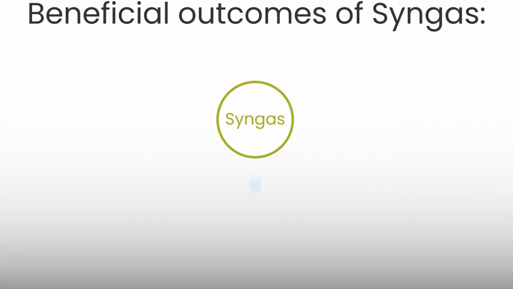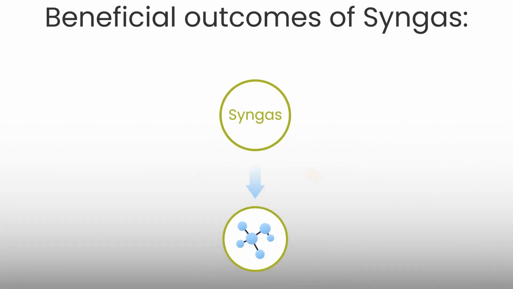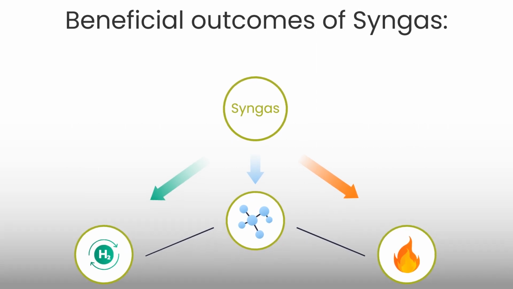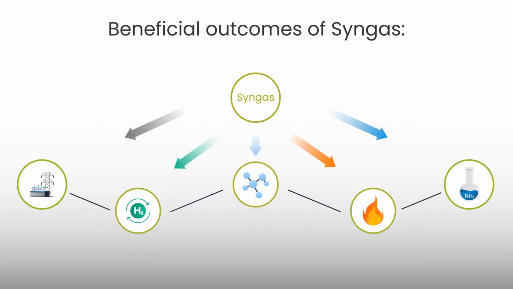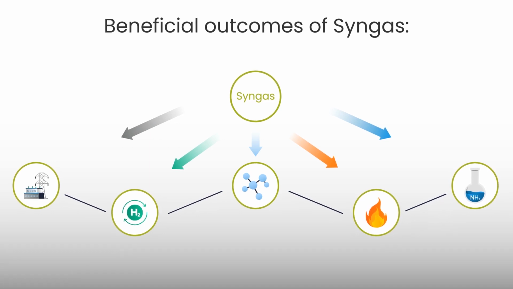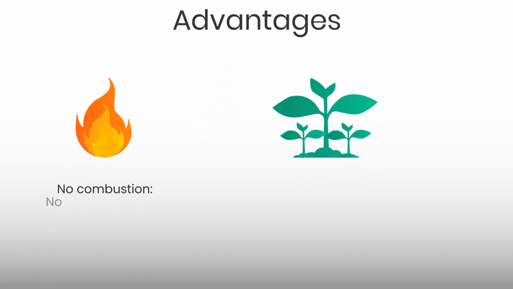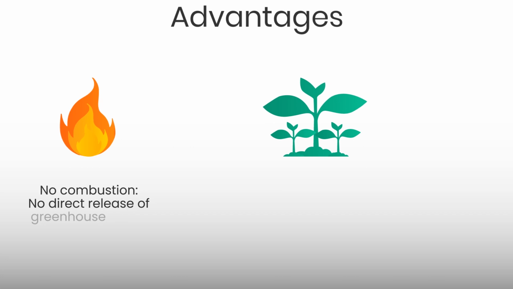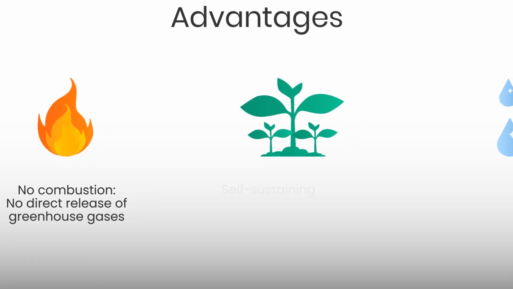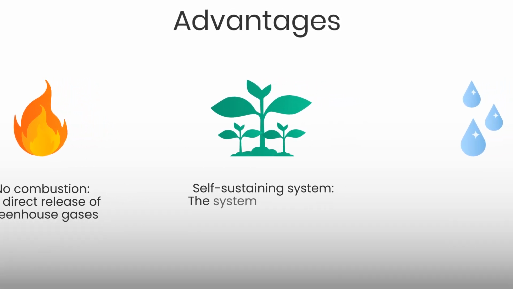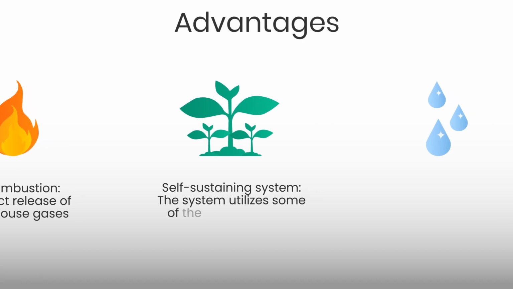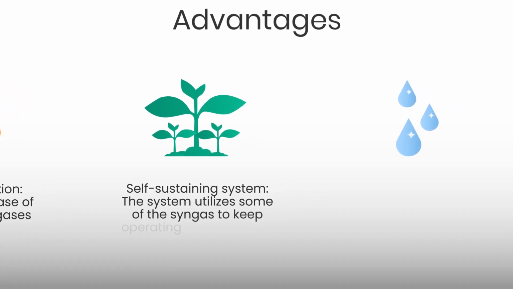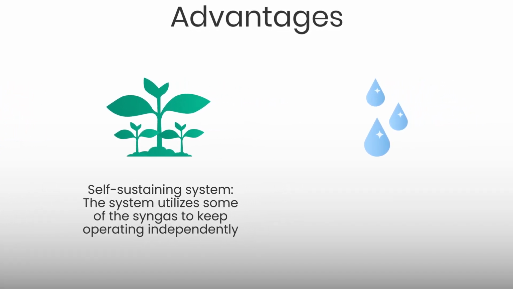The syngas can be used directly for electricity generation or can be processed further to create renewable fuels, hydrogen or ammonia for energy or fertilizer production. The advantages of such a system are great. There is no combustion and therefore no direct release of greenhouse gases. It is a self-sustaining system, as the system utilizes some of the produced syngas to keep operating independently.